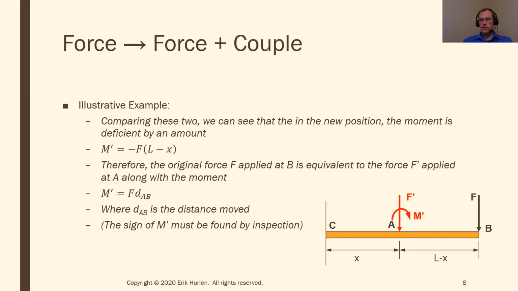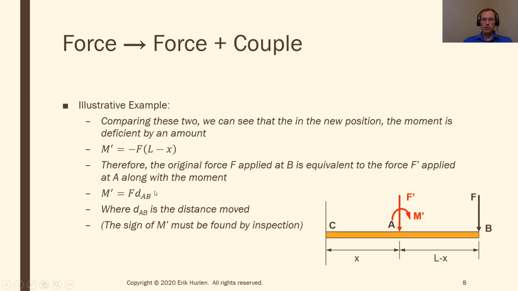Now that was for this one specific case with X's and L's. In general, what you need to do is add back in a moment of the force times the distance that you move it. So if I want to move a force from any point A to any other point B, I can do that as long as I add in a new moment that has a magnitude of that force times that distance that you move the force. So in this case, I move the force a total distance of L minus X. And so that's the moment I have to add back in, a total moment of force times that distance I moved it, L minus X.